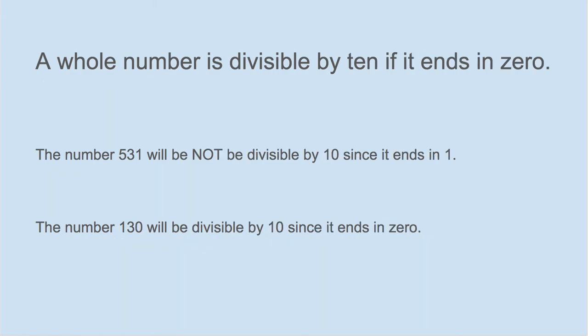A whole number is divisible by 10 if it ends in 0. The number 531 will not be divisible by 10 since it ends in 1. The number 130 will be divisible by 10 since it ends in 0.